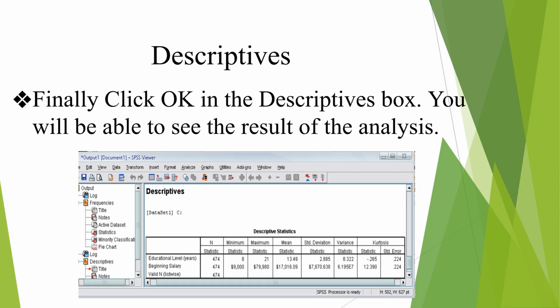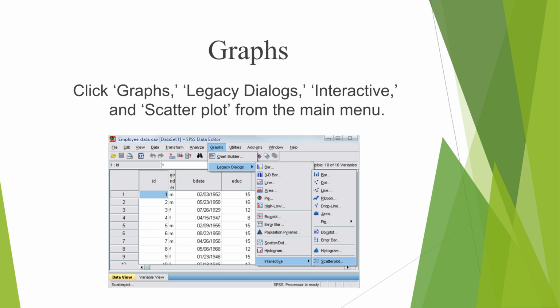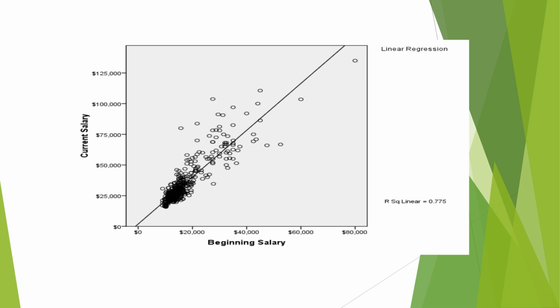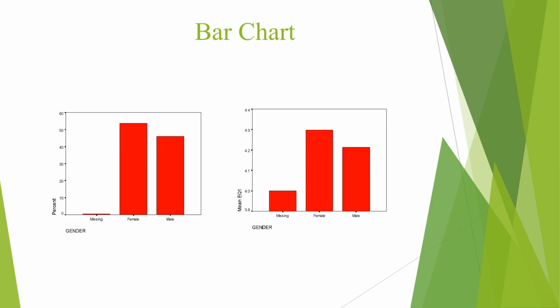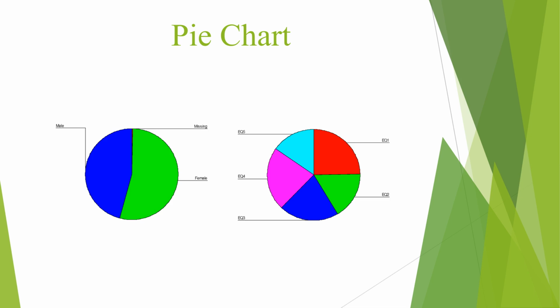To create a graph, click Graphs, Legacy Dialogues, Interactive, and then Scatterplot from the main menu. This is an example of the available options for creating a graph. This is an example of a bar chart. This is an example of a pie chart. This is an example of a line chart.